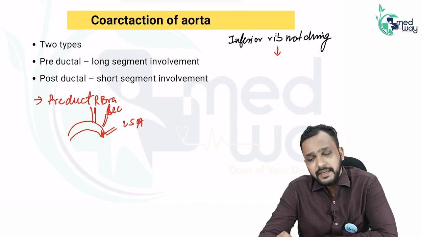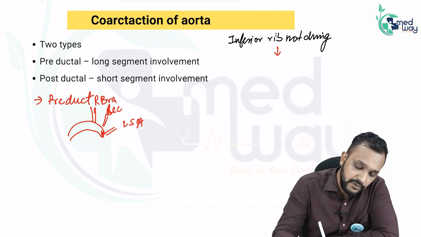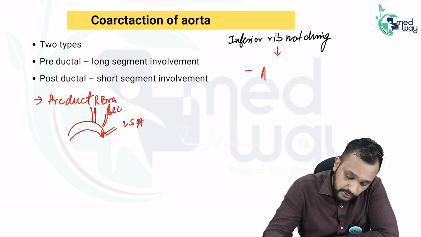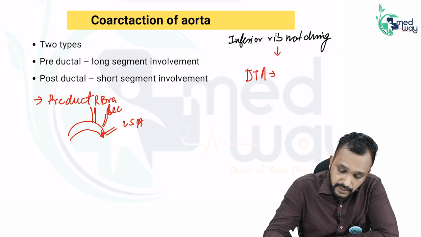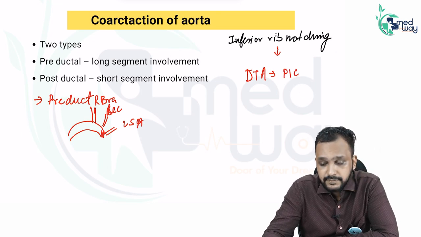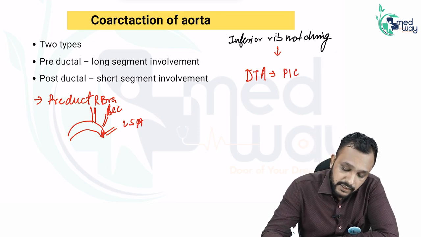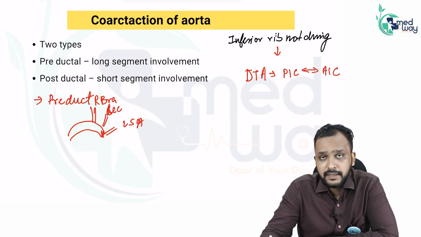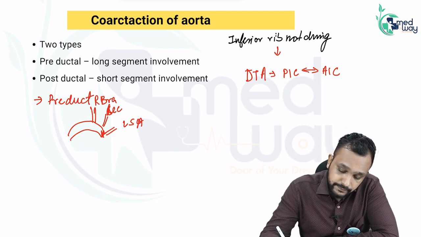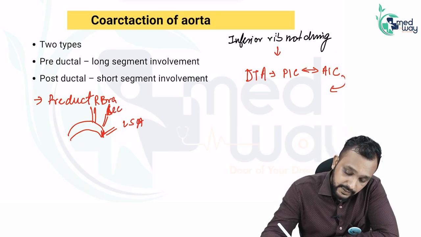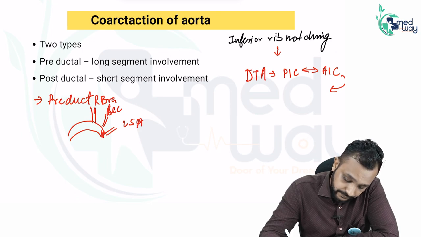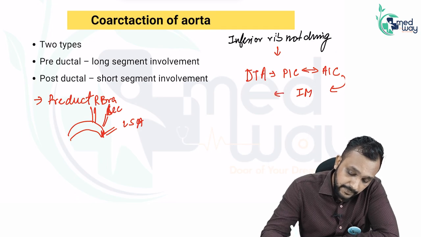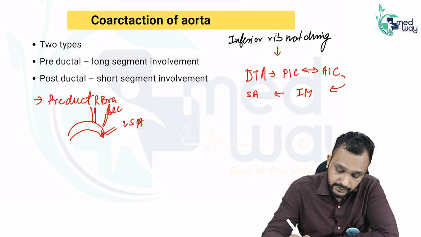Now, how is the body compensating for it? So, let me show you. From the descending thoracic aorta, you have posterior intercostal arteries, right? Now, posterior intercostal arteries form anastomosis with anterior intercostal arteries. And anterior intercostal arteries are branches of the internal mammary artery, and the internal mammary artery is a branch of the subclavian artery.